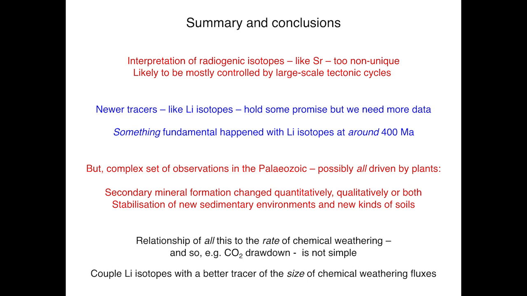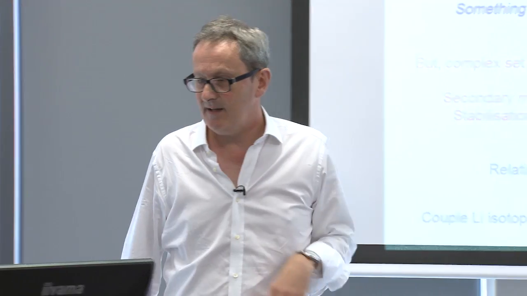And we need a multi-dimensional approach. For example, lithium isotopes, I don't think, tell us anything about the amount of stuff going into the ocean. It tells us about the type of stuff, the intensity of weathering in that environment. We need a better tracer of the size of the chemical weathering fluxes. And all of this is going to have to be coupled with models such as Tim was talking about on Monday. And I know Tim and Phil have a grant proposal in to do that, so be nice to it.